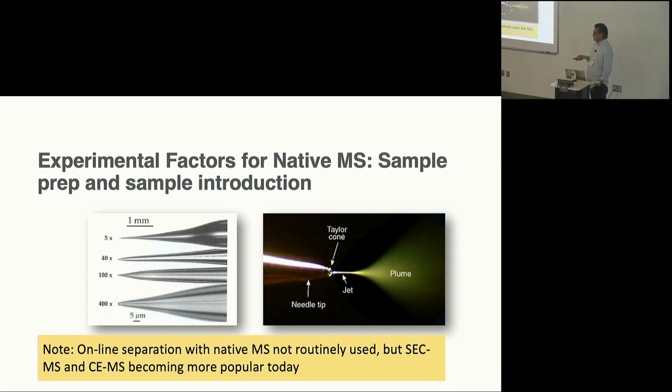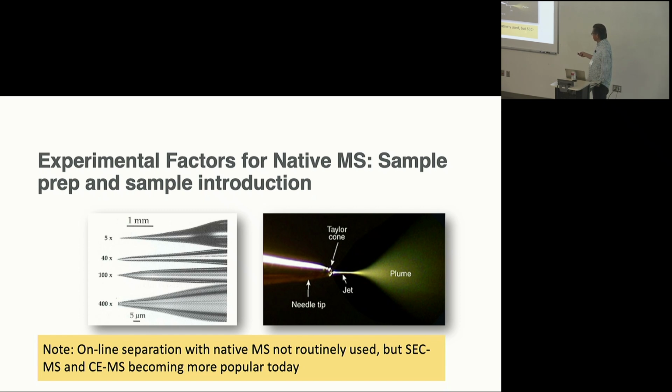Sample preparation is key. We heard a little bit of that in Bob Kennedy's talk about chromatography. Chromatography can't solve everything as far as sample prep, and the same is true with mass spectrometry. And so sample preparation is critical. How you introduce the sample is critical, especially for native mass spectrometry. There's a little note at the bottom of the slide. Online separation with native mass spectrometry is not routinely used.